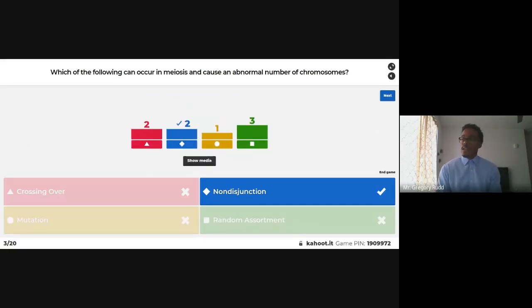Okay, good. So non-disjunction occurs when the chromosomes are not effectively pulled apart during meiosis 2. Remember, we're supposed to end up at the end of meiosis 2 with 4 different cells. If when those cells get pulled apart, one of them does not have a chromosome or it gets an extra chromosome, that will be a problem. That's called non-disjunction. Okay, so please write this down. Non-disjunction is often the cause of abnormal numbers of chromosomes.